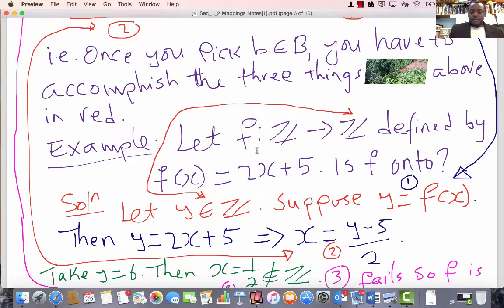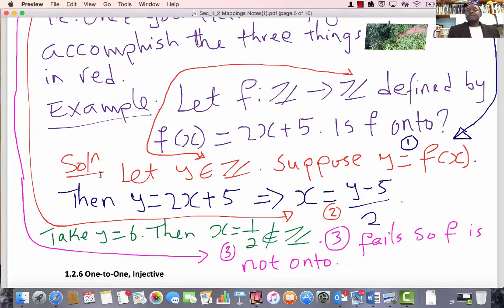Let f be a mapping from Z to Z. Z is the set of integers, so the domain is the set of integers and the codomain is the set of integers. Define f to be the function f of x equals 2x plus 5. Is f onto? Is f a surjective mapping? Well, let's check it out. Solution. Pick an element y in Z, where this Z here is your codomain, that is your B. Suppose y equals f of x.